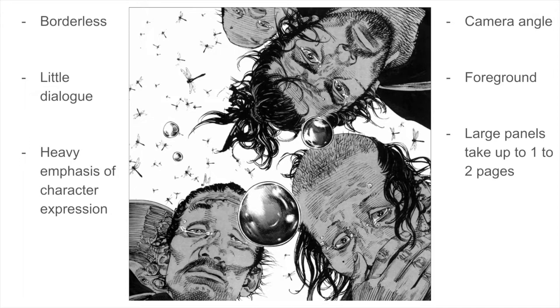Takehiko Inoue, the author of Vagabond, is also very skillful at utilizing camera angles and subject placements. In this panel, the camera angle is placed on the ground and faces all the characters. This allows the characters to stand in the foreground. By placing the characters in the foreground, Inoue is able to bring them closer to the reader, thus emphasizing their facial expressions and emotions. On top of that, Inoue is further able to highlight the subjects by illustrating them on a large panel, which takes up the entire page.